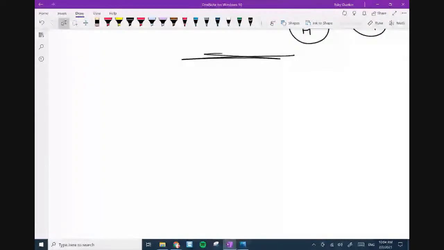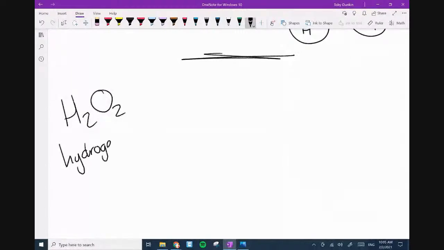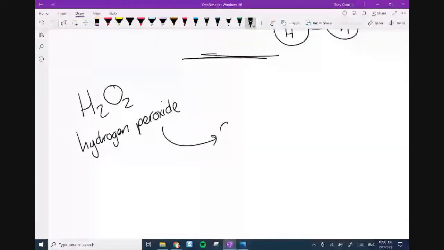What about this? This is one you've got to know for Edexcel. This is called hydrogen peroxide. Off you go. Give me it as a stick. And then give it to me, dot and cross. Off you go. Pause the video.